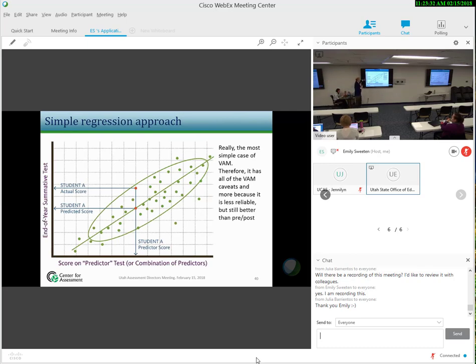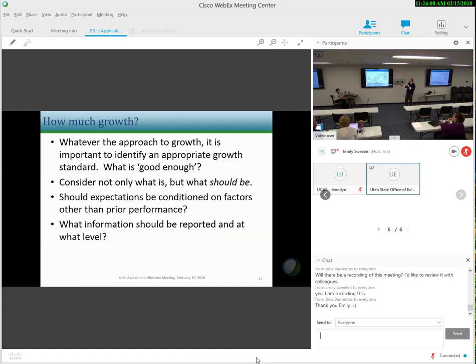So you have an end-of-year summative assessment. You have a predictor test or combination, multiple predictors, so it's multiple regression. And they have a very nice Excel file to walk you through this. It truly is the most simple case of a value-added model, in this simple linear regression format. You basically say, if I look at the student's predicted score and their actual score, if they're above the line, that's good. Remember regression: if they're above the line, that's good. If they're below the line, not so good. So this is a very simple case of how you could do this.